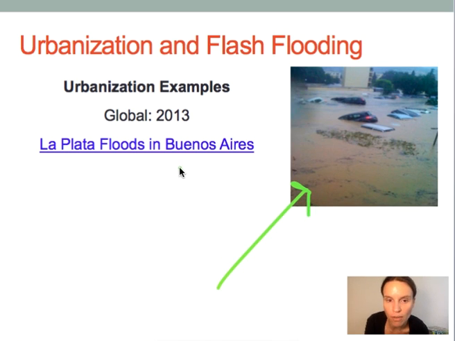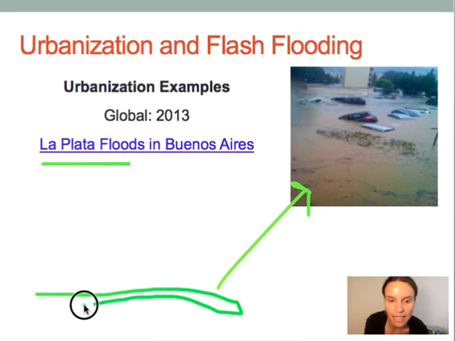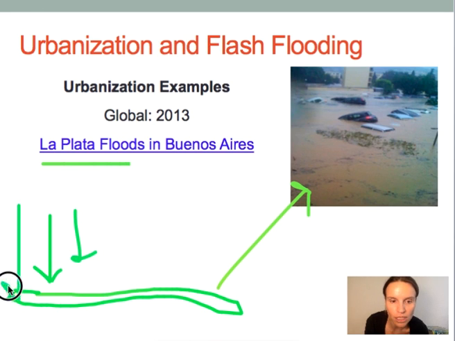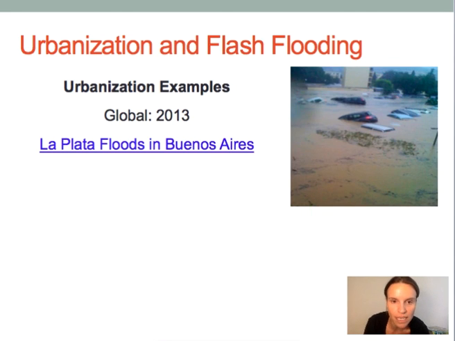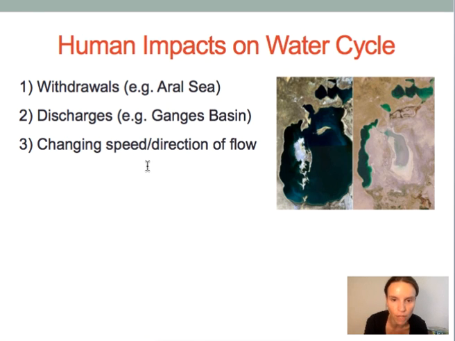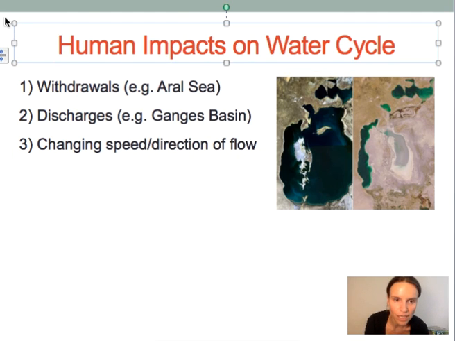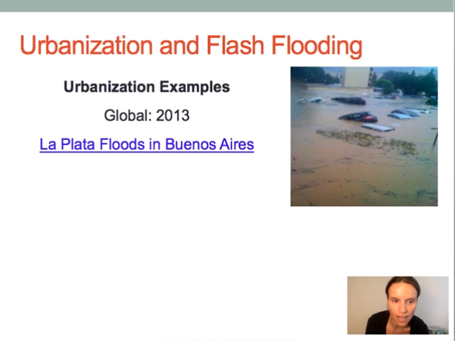This is a picture of Buenos Aires in 2013 after the La Plata floods. What happened in Buenos Aires was they concreted over the surface of the city so rapidly that when water came in record amounts in 2013, there was nowhere for it to go, and this whole neighborhood in Buenos Aires flooded. And that's happening more and more as we are impacting water flow by changing the direction of the flow and the speed of the flow through different areas. So that's a good real world example of that happening.